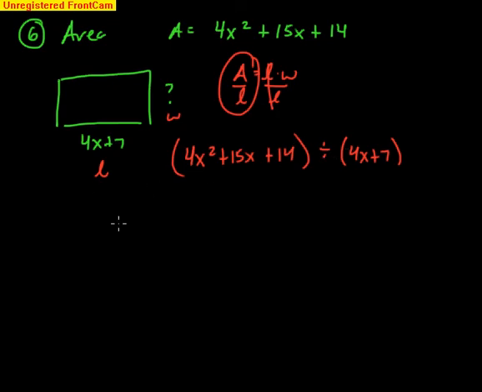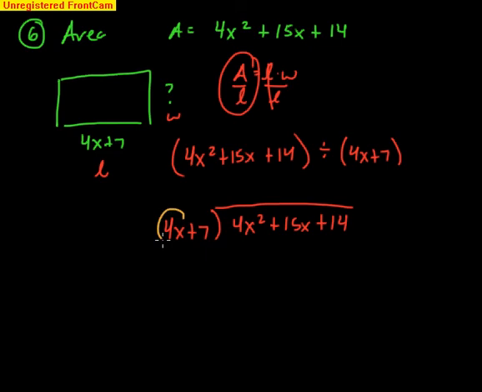Okay, so this is what we need to do. So let's write it out as 4x plus 7 going into 4x squared plus 15x plus 14. And again, we should assume that there's going to be no remainder when we do the problem. If you get a remainder, you have to think that you've done something wrong.